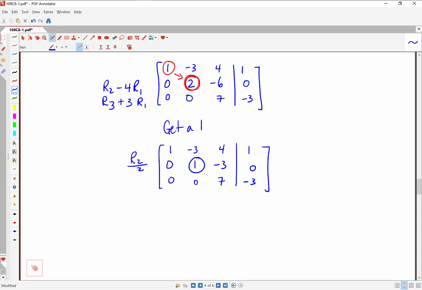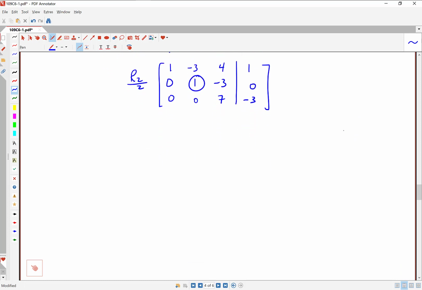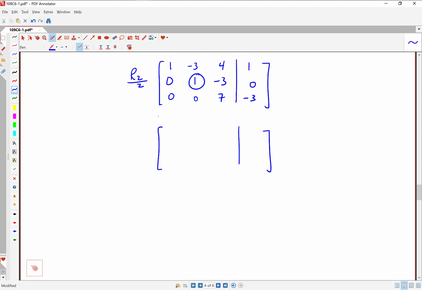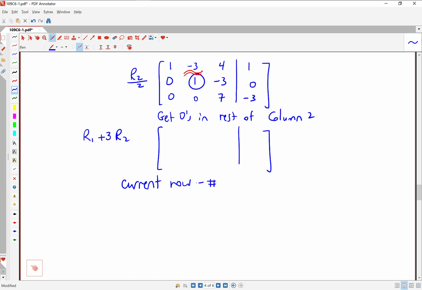You can keep that pivot circled. I like to circle the pivot just because it helps to figure out what operation to do in the next step. So now what we're trying to do is get zeros in the rest of column 2. So it's really just this -3 here that we want to turn into a 0. So we're going to go current row, do a sign change of the number, +3 times our pivot row. So the pattern we're following for getting that 0 is current row minus the number times the pivot row. So there's always this sign change where if it's a -3 you're trying to get rid of, you're going to go +3 times your pivot row.